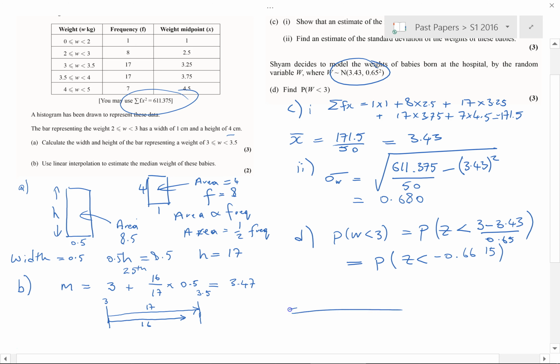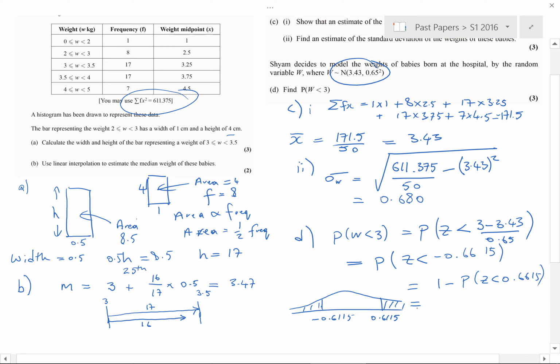And if we do a diagram for that, it's basically this part that we're looking for, minus 0.6115, which is the same as this, where we've got 0.6115. Okay, so that's what we're going to look for in the tables. So that's going to be equal to 1 minus the probability that Z is less than positive 0.6615 by symmetry.